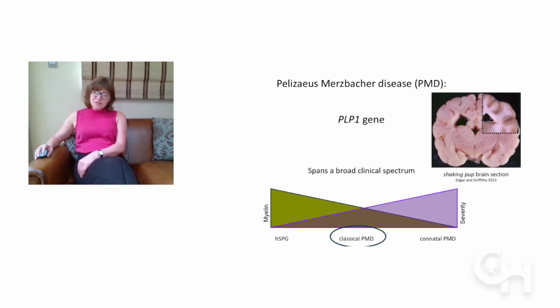Anyway, as I mentioned earlier, the subject of this presentation is classical Pelizaeus-Merzbacher disease, which is characterised by a kind of intermediate level of myelin formation and/or maintenance and intermediate severity in terms of clinical signs and symptoms.